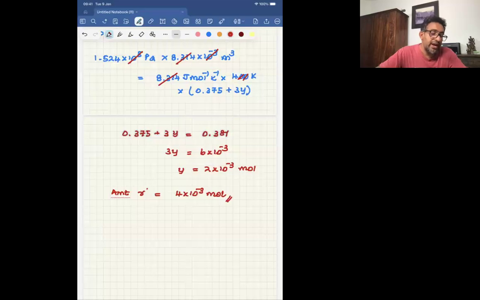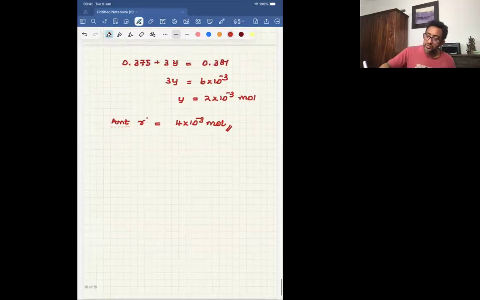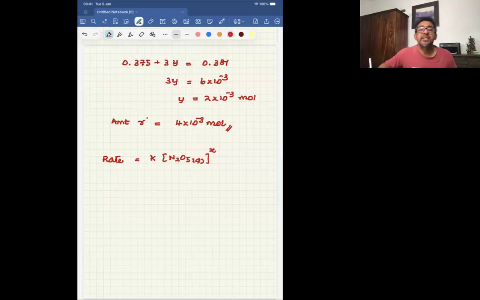So, the amount of N2O5 reacted after 5 seconds in each of the experiments A and B below. Find the order of the reaction with respect to N2O5, if the time taken for the reactant to reach 400 Kelvin is negligible. Right. So what is the rate? Total pressure. Rate is equal to K times N2O5 gas to the power x. x is the order with respect to N2O5. K is the rate constant. You have to write it down.